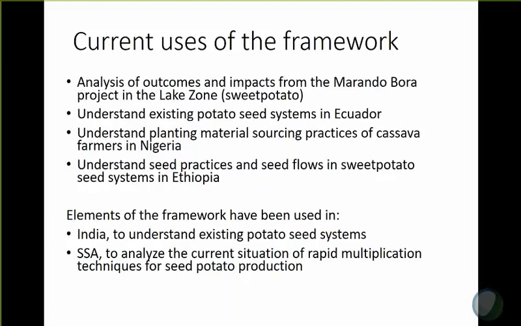to, for example, analyze the outcomes and impacts of this project called Moranda Bora in the Lake Zone on sweet potato. So they had a workshop where they analyzed this project, and they invited several stakeholders that intervened during this project. So they analyzed the outcome and the impacts from this project. The framework is also being used now to understand existing potato seed systems in Ecuador. Israel Navarrete is going to describe this in a moment.